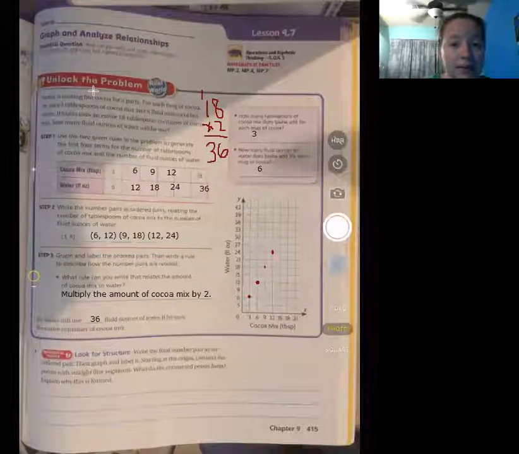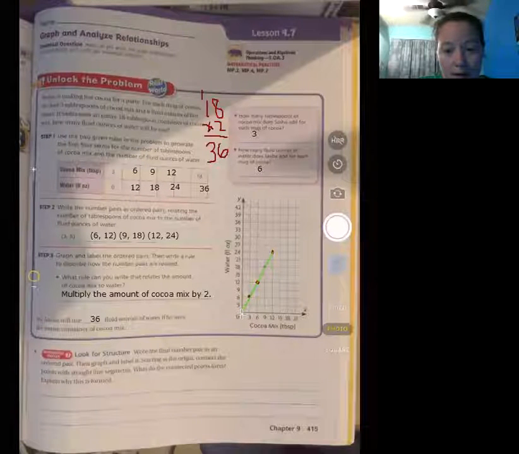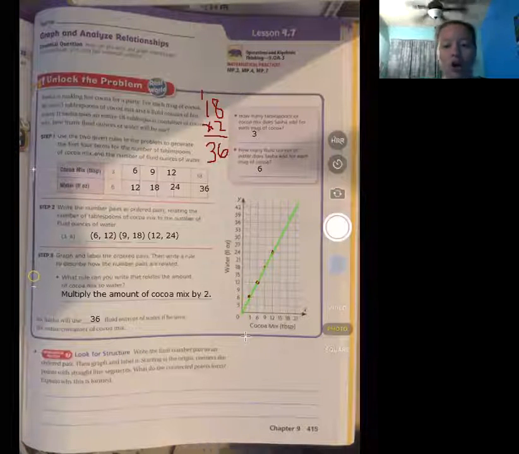And now we get to try to put in a line. So let's try to put a line in this thing. All right. I'm going to draw a straight line down to there. And then continue it on up through there.